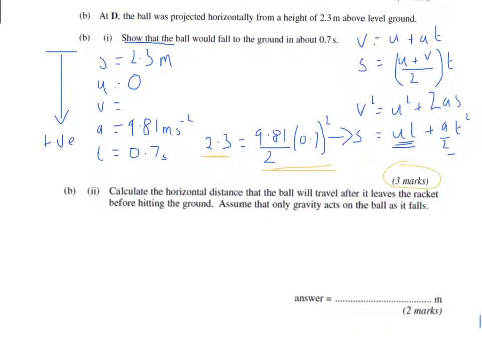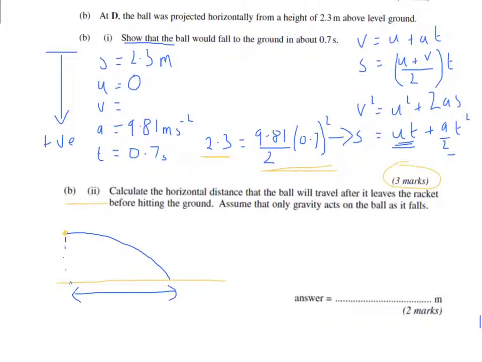Now B2, this is horizontal distance. So you've got to work out the horizontal distance that the ball will travel after it leaves the racket. So if this is the ground, and let's say this is where the ball leaves the racket, it is going to go something like that, and they basically want this horizontal distance.